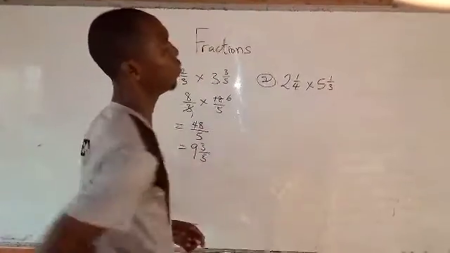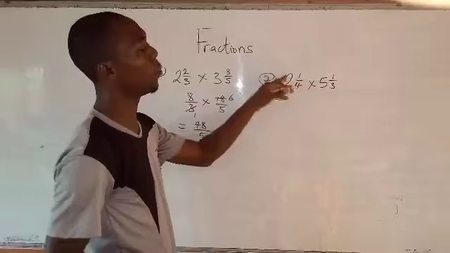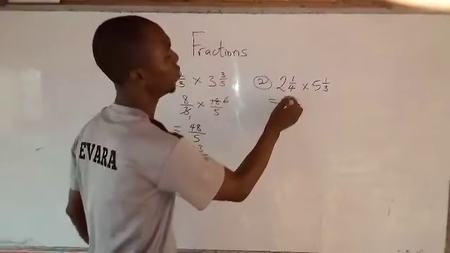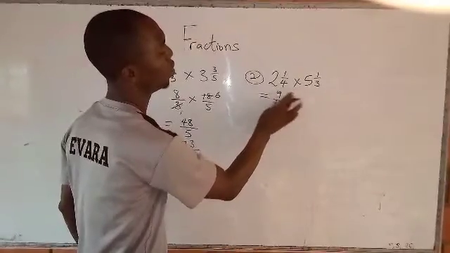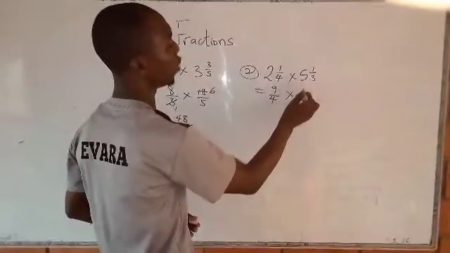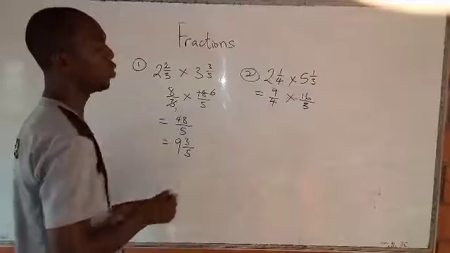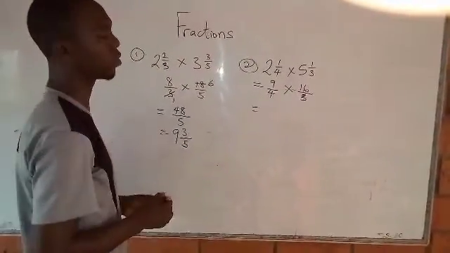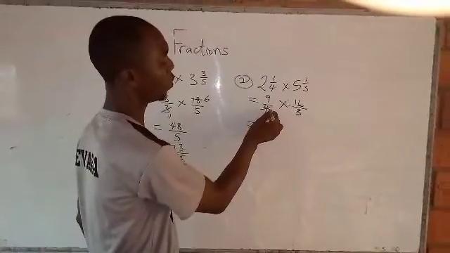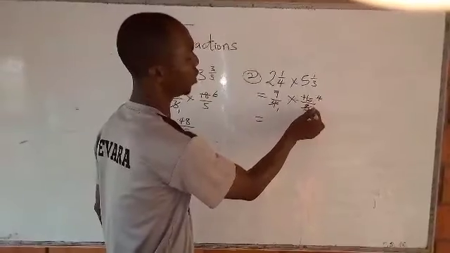We change this. 4 multiplied by 2 is 8, plus 1, 9. We have 9 over 4 times. 3 multiplied by 5 is 15, 15 plus 1, 16, divided by 3. So which of those numbers have common factors? 4 and 16 have something in common. 4 can divide 4, 1. 4 can divide 16, 4. 3 also divides 3, 1.